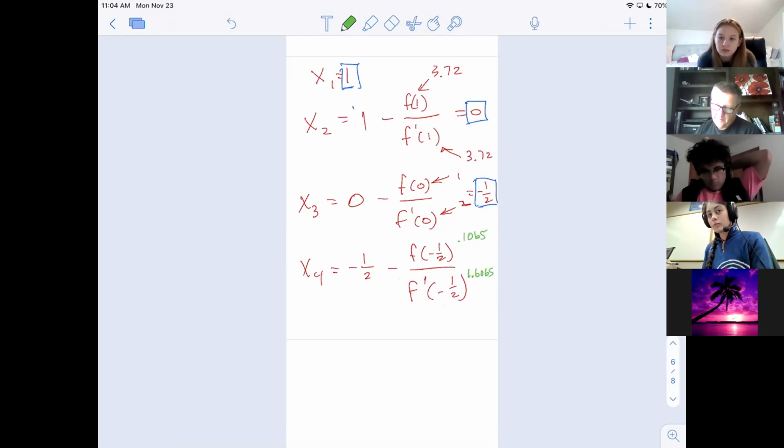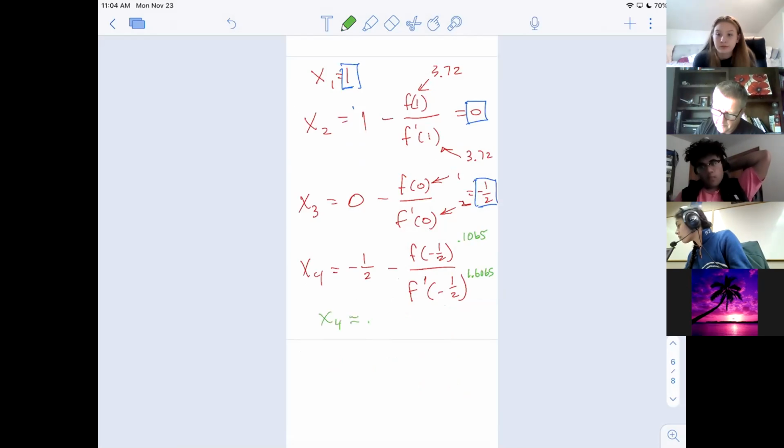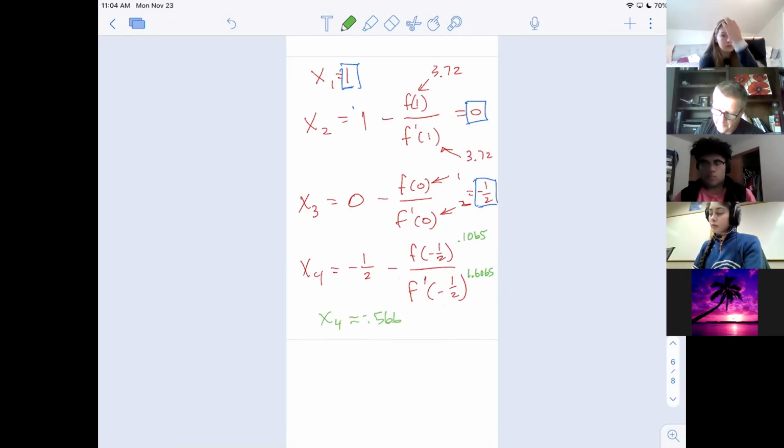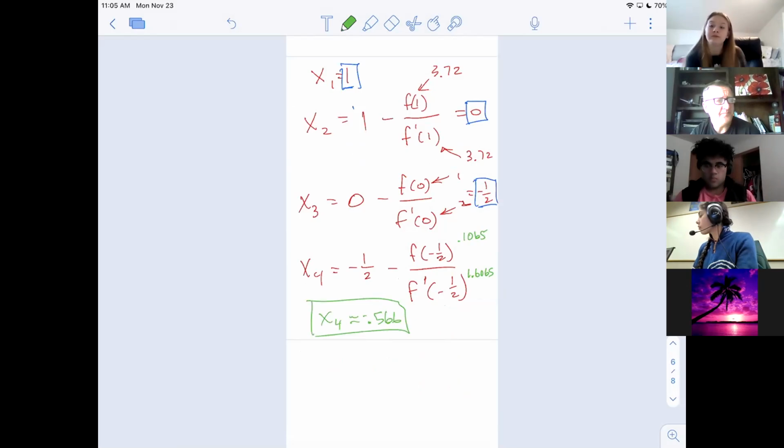And that's what produced x4 is approximately 0.566, except for I think that was negative. So there's our fourth guess. I mean, that's pretty cool. So you didn't have to stop to find the equation of the line.